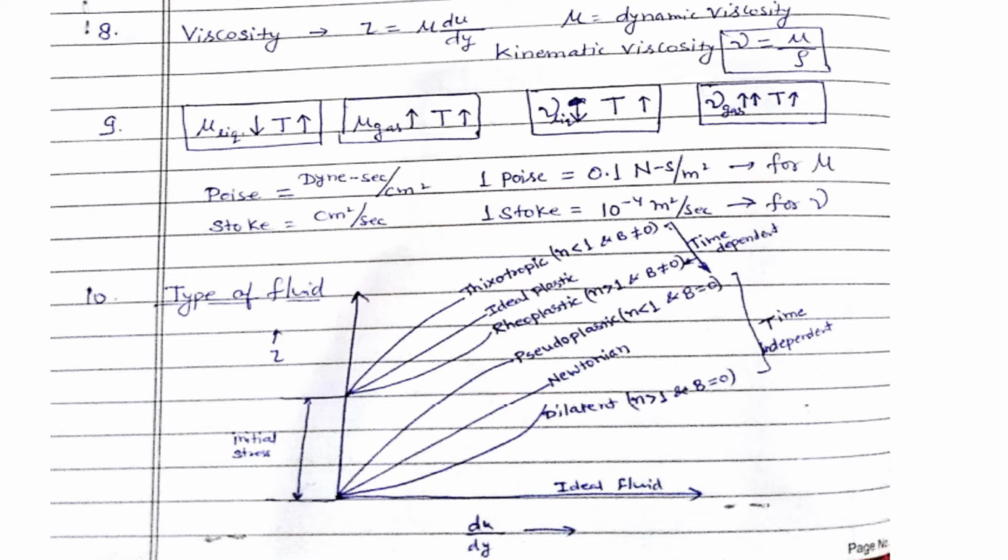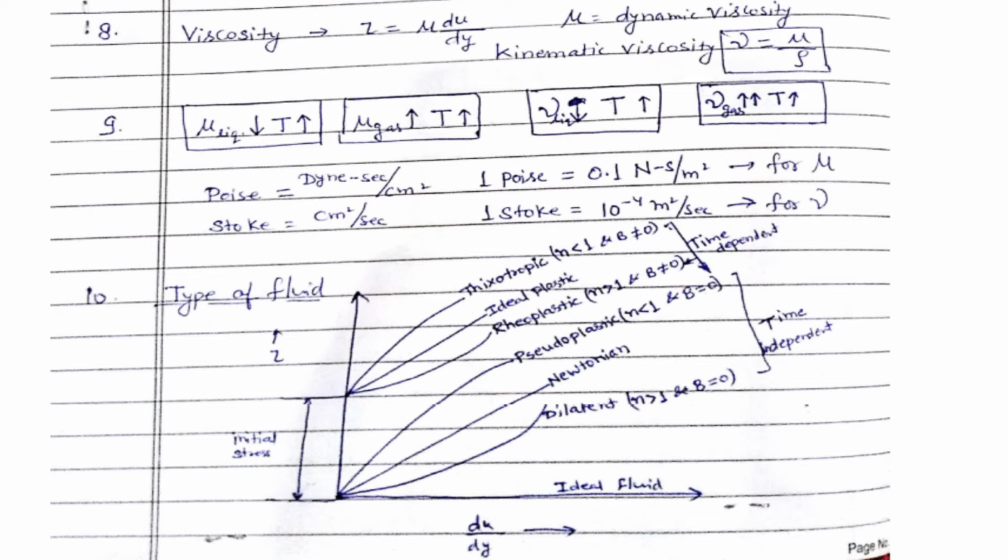Then the units of viscosity. The unit of viscosity is poise, that is for dynamic viscosity, and 1 poise is equal to 0.1 Newton second per meter square. Similarly, for the kinematic viscosity, it is Stoke, and the value of 1 Stoke is equal to centimeter square per second, and it can be converted into meter square per second, that is 10 to the power minus 4 meter square per second. Now come to the rheology.